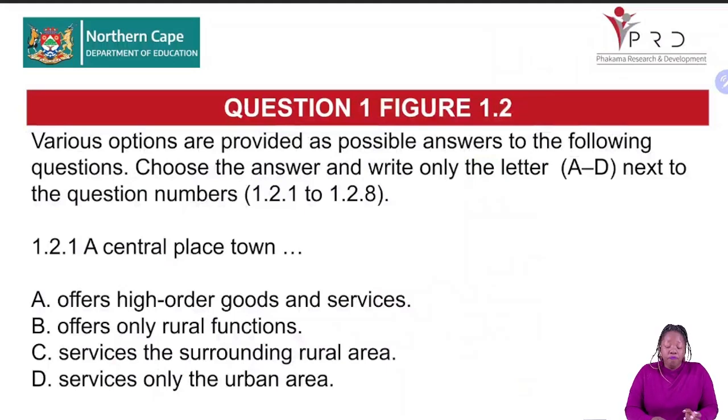So number 1, we have a central place town. So you're looking there at A, it offers high order goods and services. B, it offers a rural function, as well as C, services the surrounding rural area. So now you need to think back. What was the definition for the central place? So again, I'm going to give you 1 minute, and then after 1 minute, we proceed to the correction. Then you move to the second question up until we are done with all 8 questions.